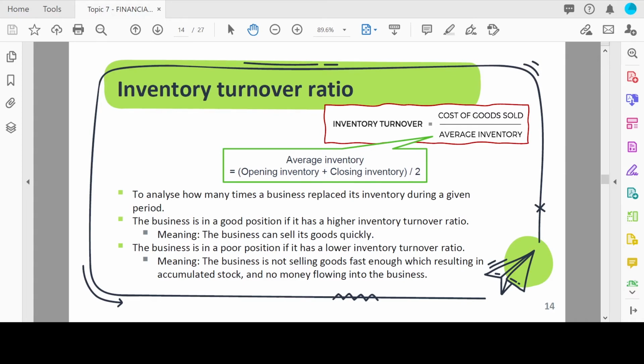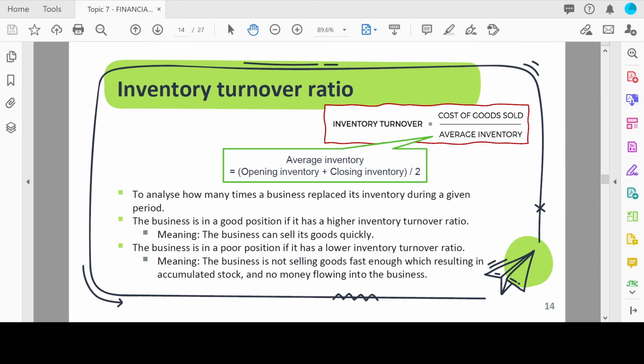The business is in a good position if it has a higher inventory turnover ratio. It means that the business can sell its goods quickly. The business is in a poor position if it has a lower inventory turnover ratio, because it means that the business is not selling goods fast enough, resulting in accumulated stock and no money flowing into the business because you are not able to sell the inventory.